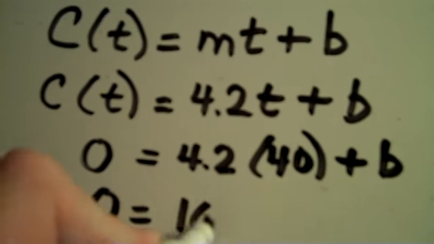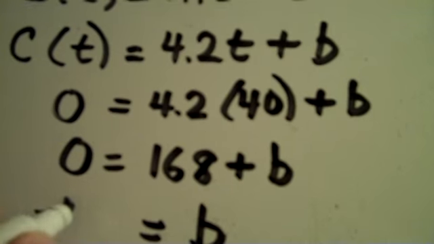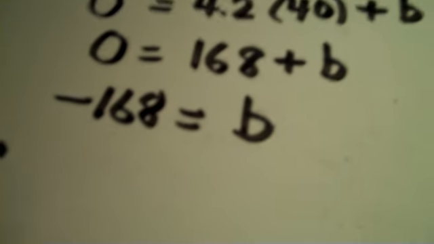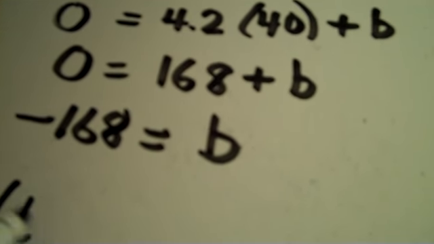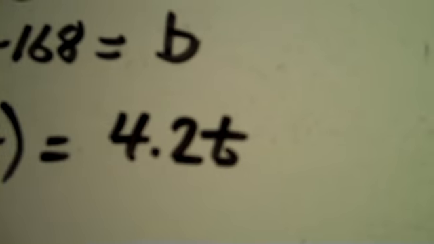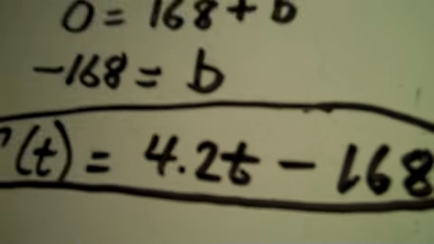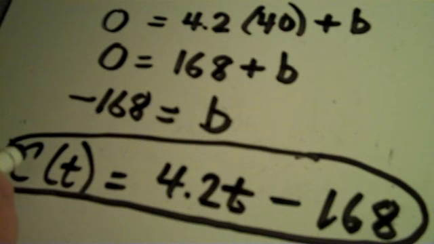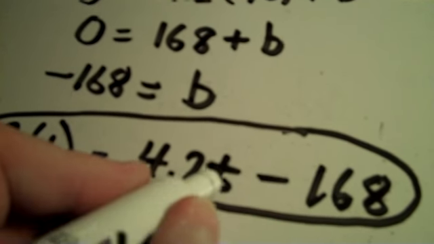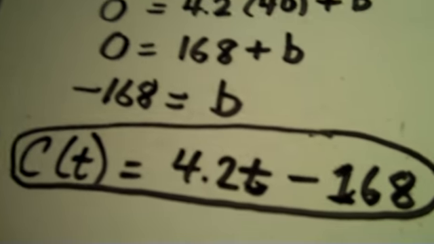0 equals 168 plus b. Therefore, b is negative 168. Okay? So, I now have my formula. C of t is equal to 4.2t minus 168. And this is the function that shows the number of chirps is based on temperature, and it's a linear relationship.